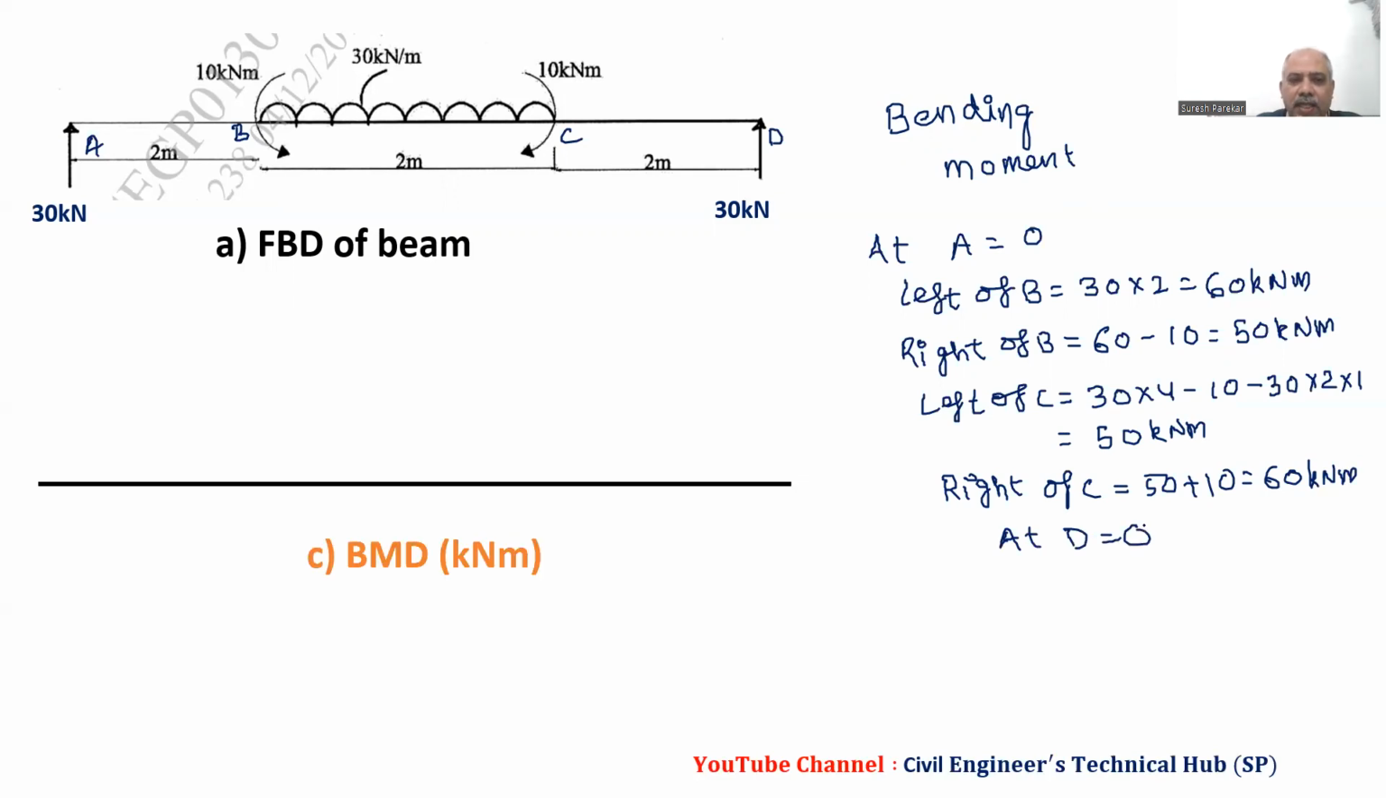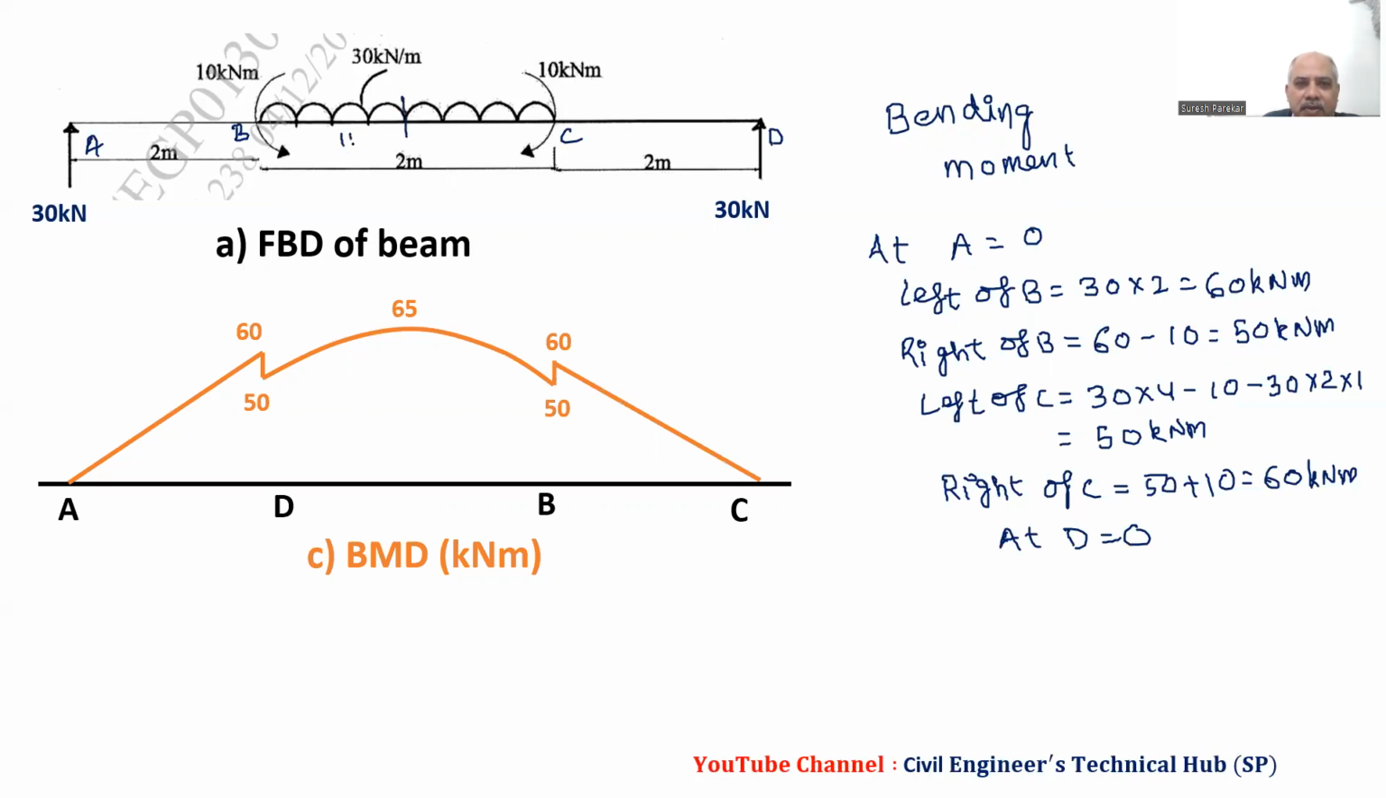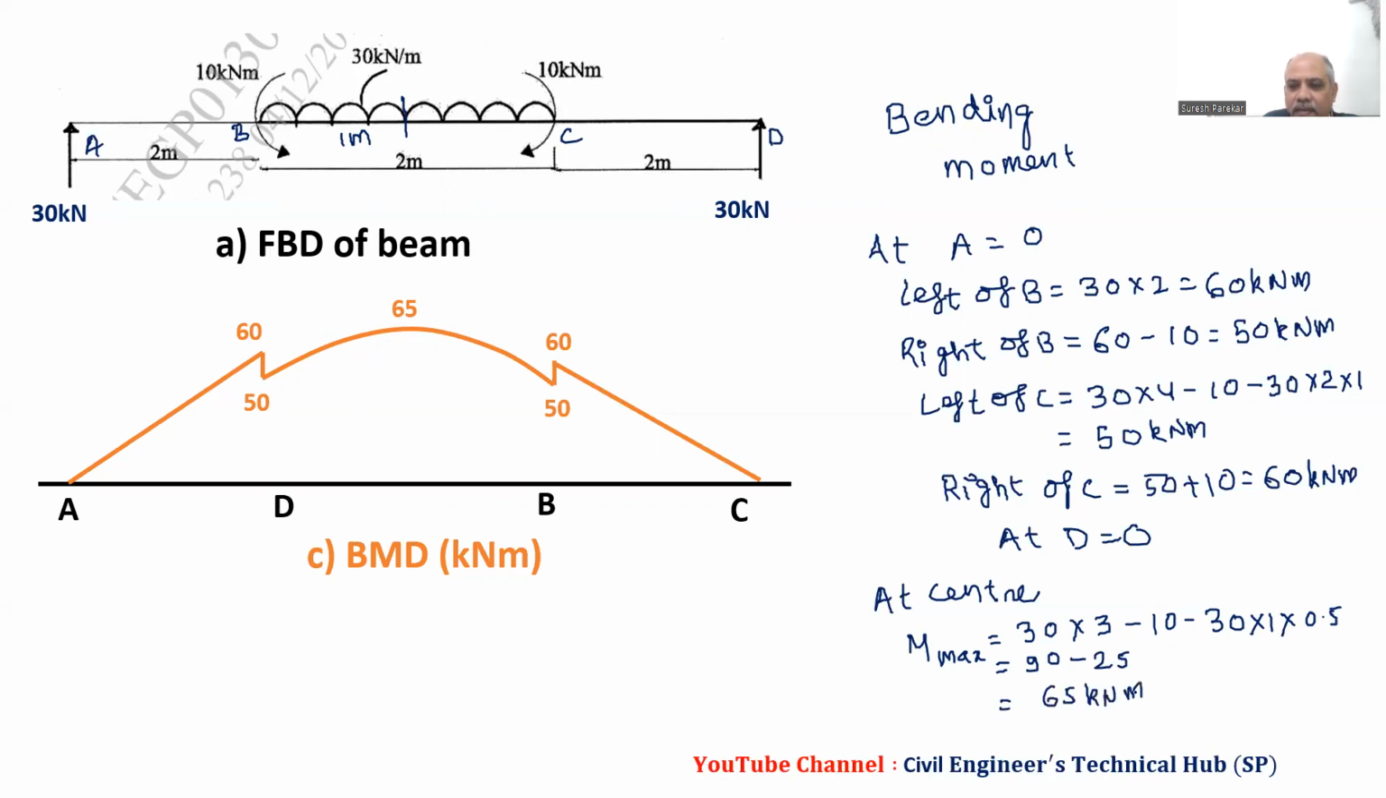If you solve these problems honestly, you need not solve any problems from any book. Now we have to find the value at zero shear force. As it is symmetrical, zero shear force will be at the center. So at the center, M max will be 30 into 3 minus 10 minus 30 into 1 into 0.5. So we have 90 minus 25, which is 65 kilonewton meter.